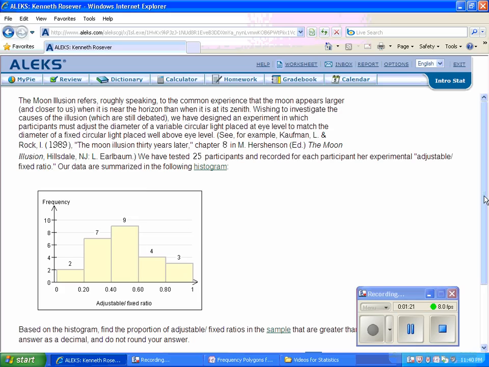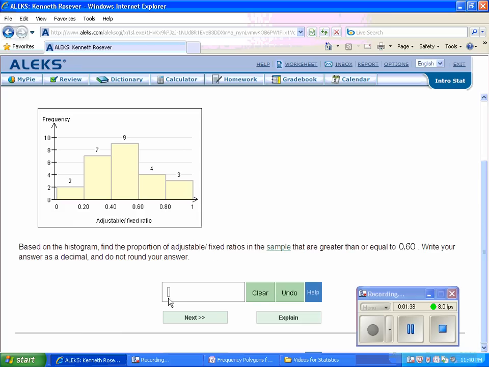7 out of 25, if you divide that on a calculator, you'll get 0.28, because 7 divided by 25, to change a 25 into 100, you multiply by 4, so multiply the top by 4 also, or use a calculator. But either way, the answer is 0.28. So what you do is simply type in 0.28 and you hit next and you've answered the question.